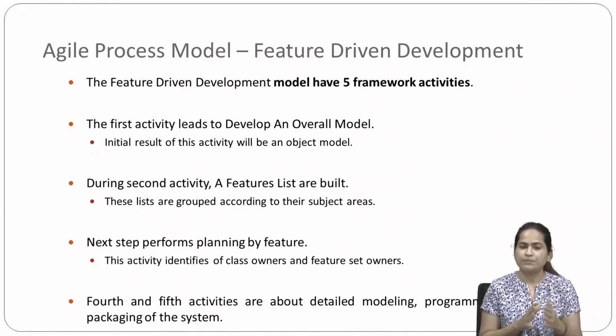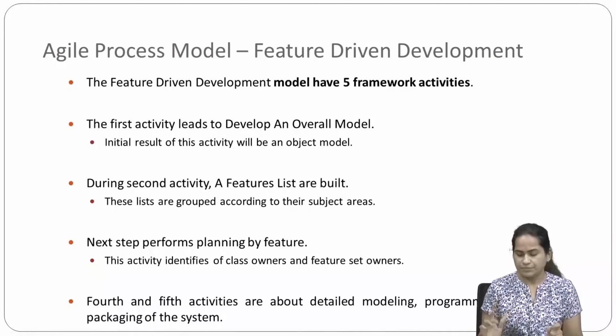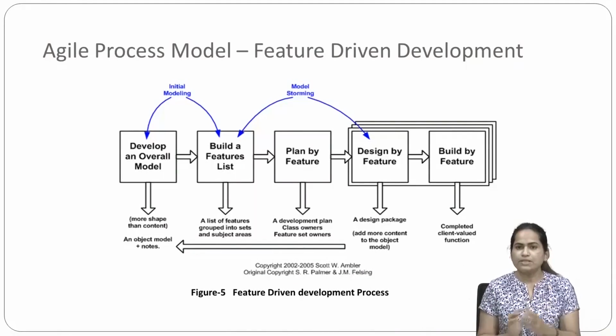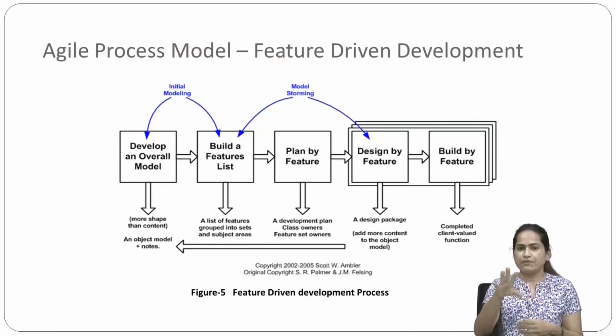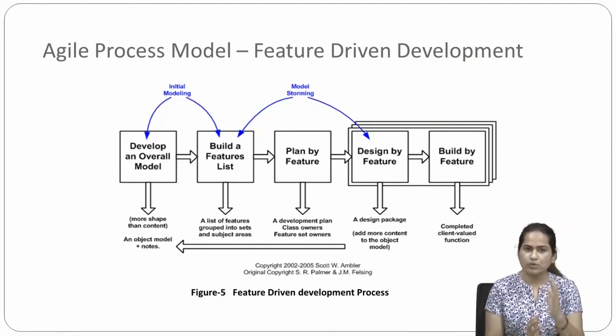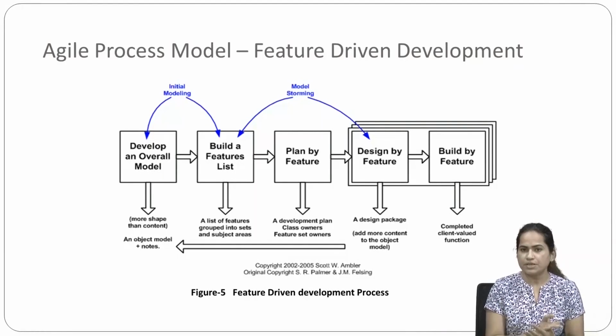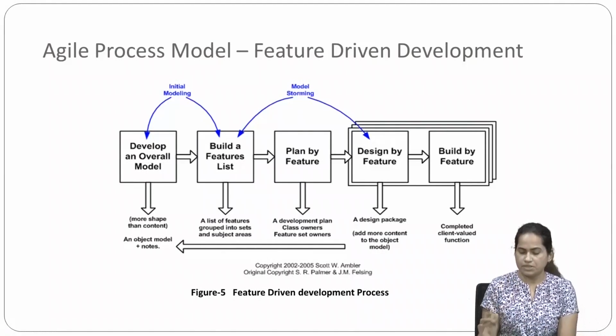And the fourth and fifth activities are about detailed programming and packaging of the system. Here you can see how the feature driven development process is. First you develop an overall model, then build a feature list, then plan by feature, design by feature, build by feature. These are the different activities we have in this feature driven model.